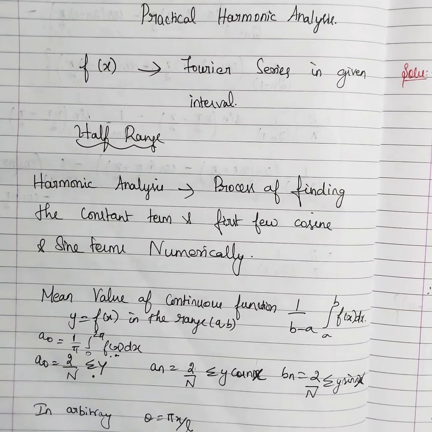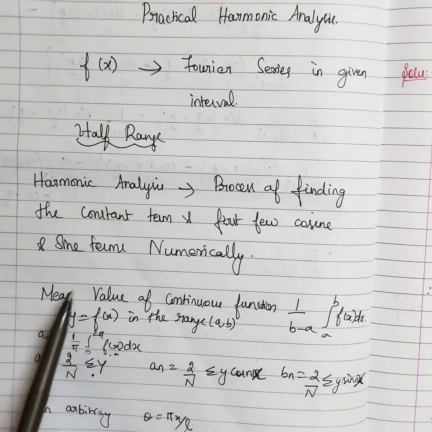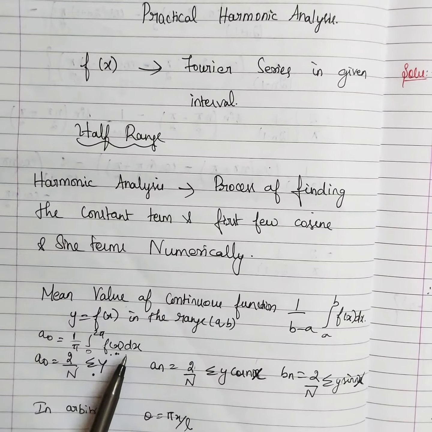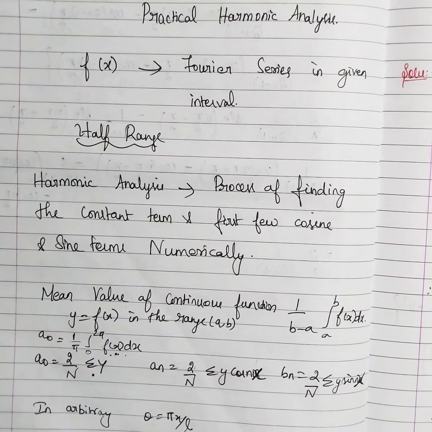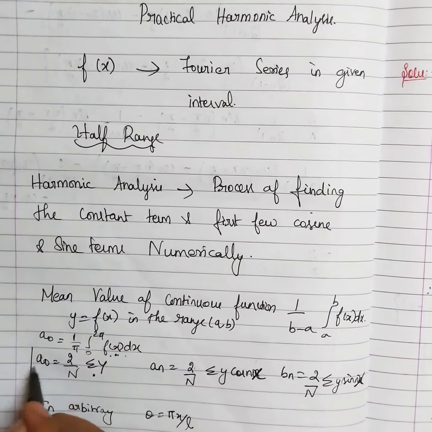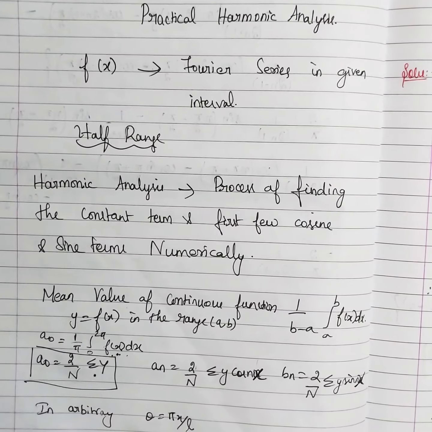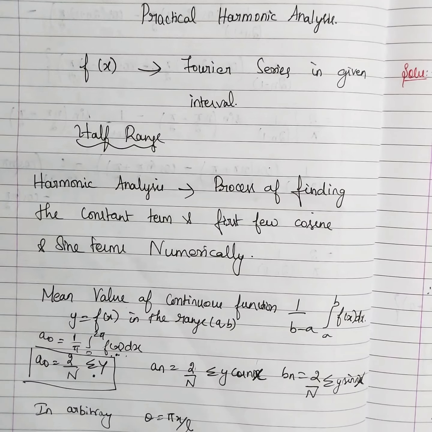So 2 by n into summation of y. And how we got this 2 and all those things? By using mean value theorem, we will derive it from this integration formula. We will change it to this discrete version. So derivation is not there in the syllabus, so you can take down the formula as it is. So a naught is 2 by n summation of y.